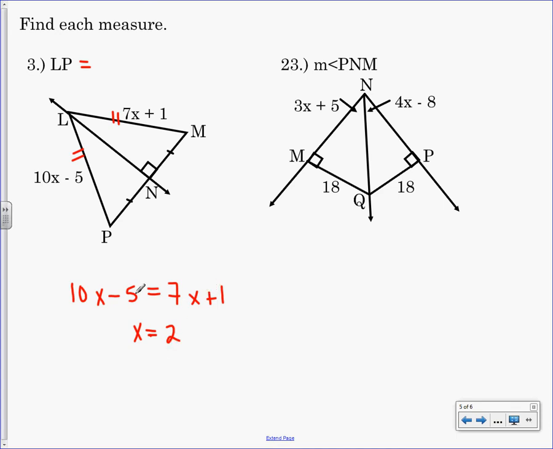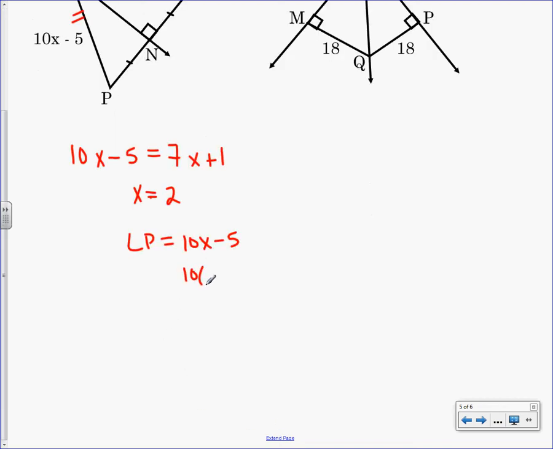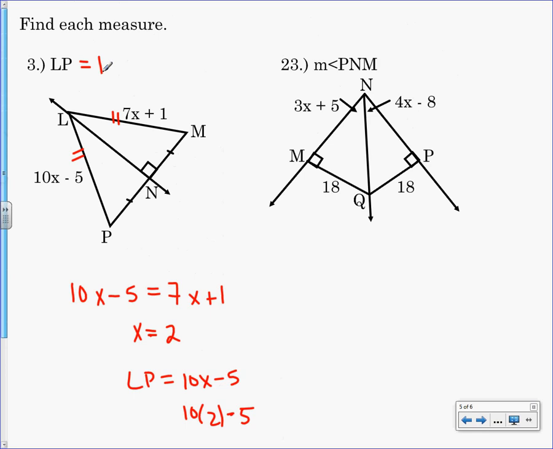So plug it back in. If LP is 10x minus 5, instead of an x, I'm going to put the 2, right? So everybody, what is LP? 15. So I'm going to put it here and circle it, but you do whatever you want. Did I lose anybody? Okay.